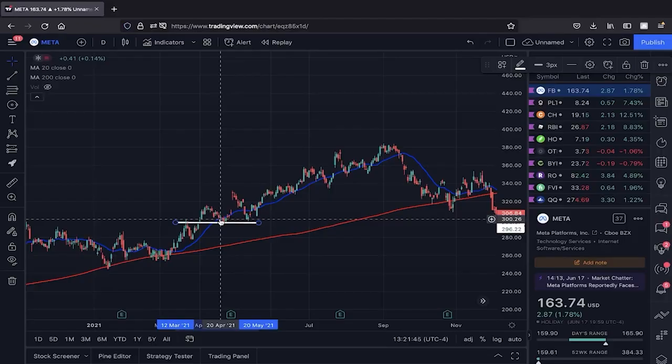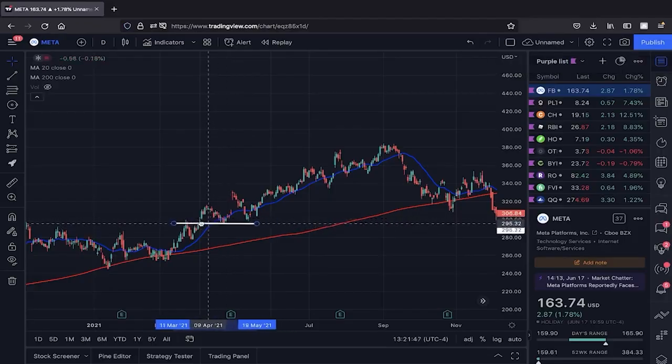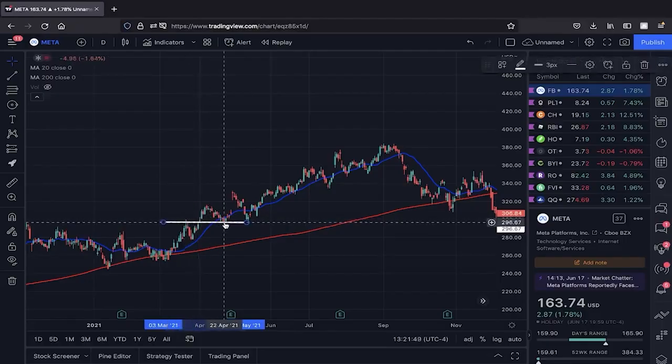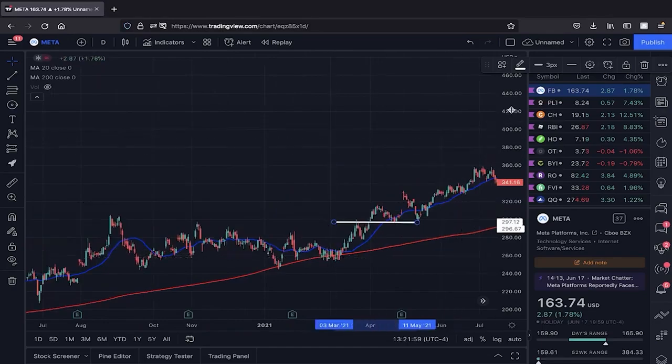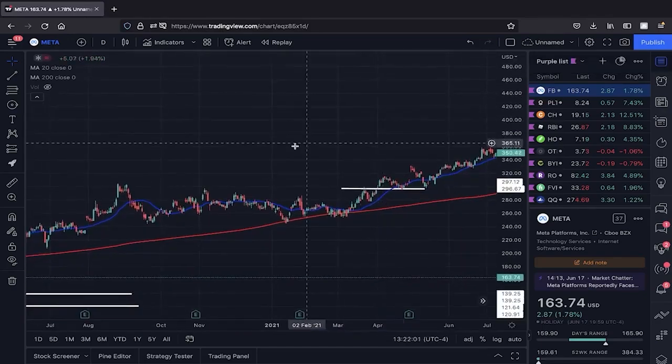But the general idea is that the previous resistance level becomes the new support when the stock actually pulls back. So it pulls back to the prior resistance, and that now becomes support, okay? So those are two good examples of that.